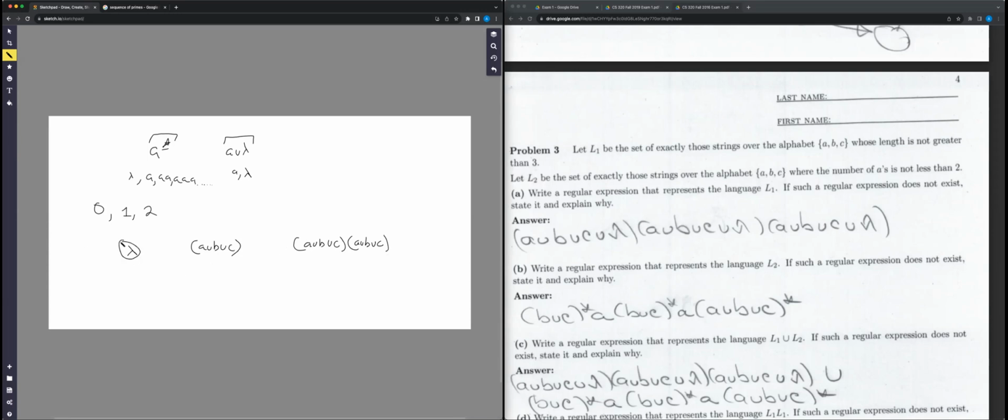So this is my answer. I mean, these are all the possible outcomes. But now how do I write this as a regular expression? Well, it could be 0, or it could be 1, or it could be 2. And so this is my answer. It's different from her answer, right? Her answer reads like this: A or B or C.